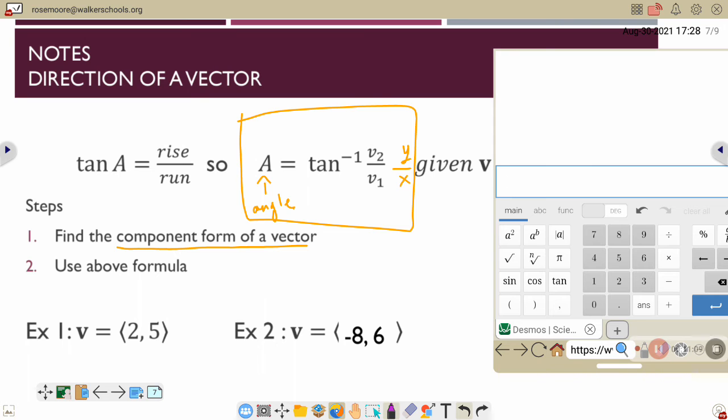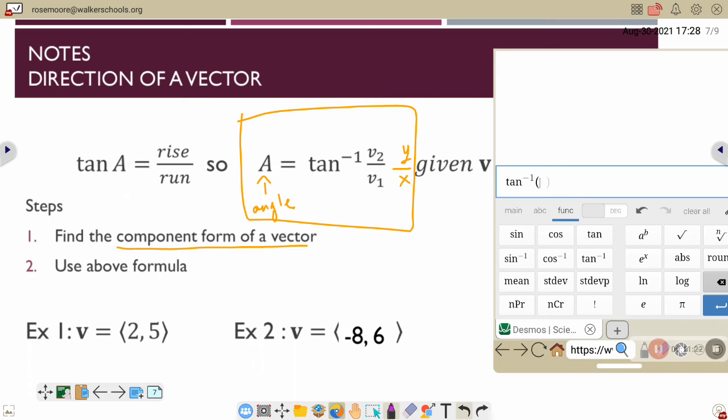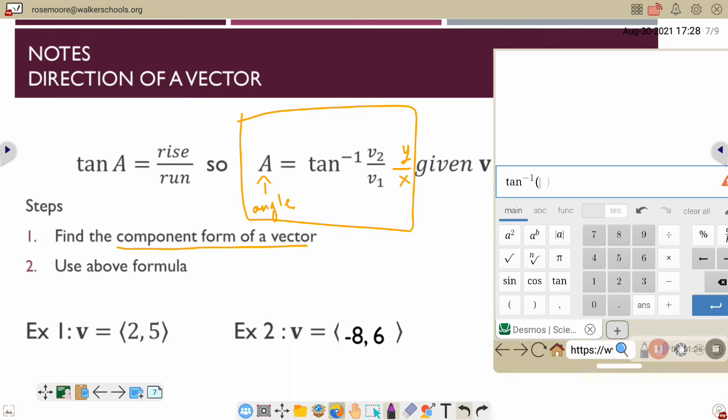Because we're not working in radians, we're going to be working in degrees. All right, next we need to find tangent inverse. I don't see tangent inverse, so I'm going to go over to func. Okay, there it is. So when you have to do this, you have to hit func for function.